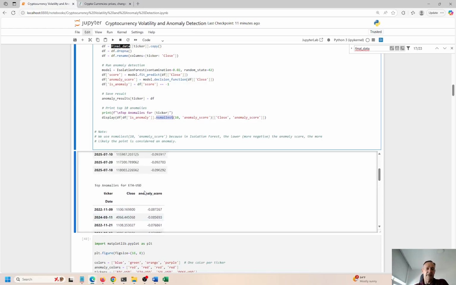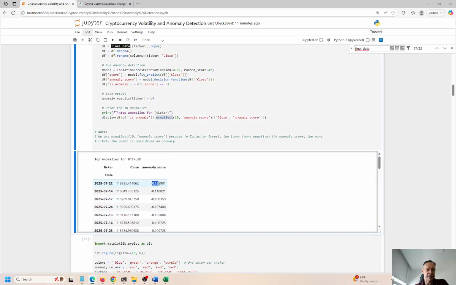Okay, so here is the anomaly score right here. So -0.12, this is the smallest, but it's actually the biggest anomaly score. You look for the biggest negative. So there's the top 10, and this is for Bitcoin.